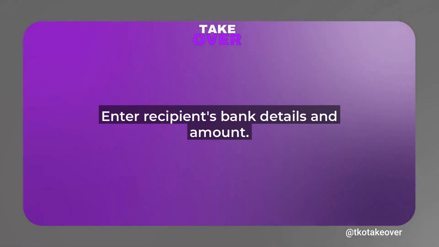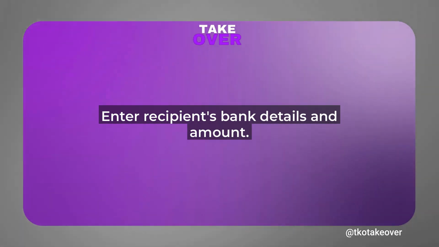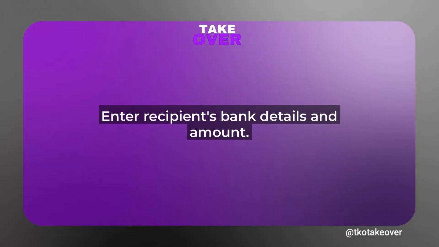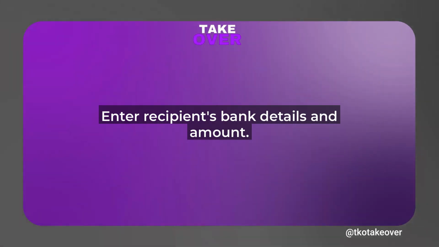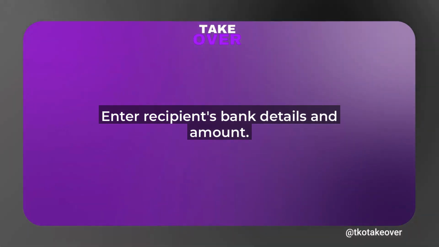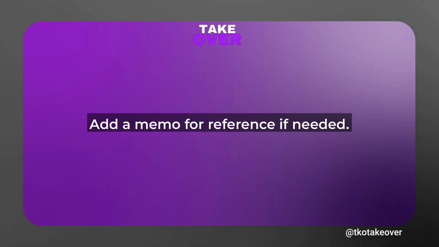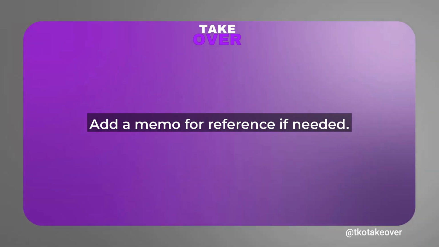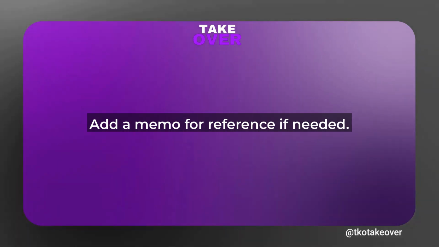Next, add a memo or note if needed, like rent payment or invoice settlement, to keep things organized. Review the transaction summary, which will show fees, if any. ACH is usually low cost, and the expected arrival date. Hit Confirm and authorize the payment with your PIN, fingerprint, or Face ID. Boom! Your payment is on its way.